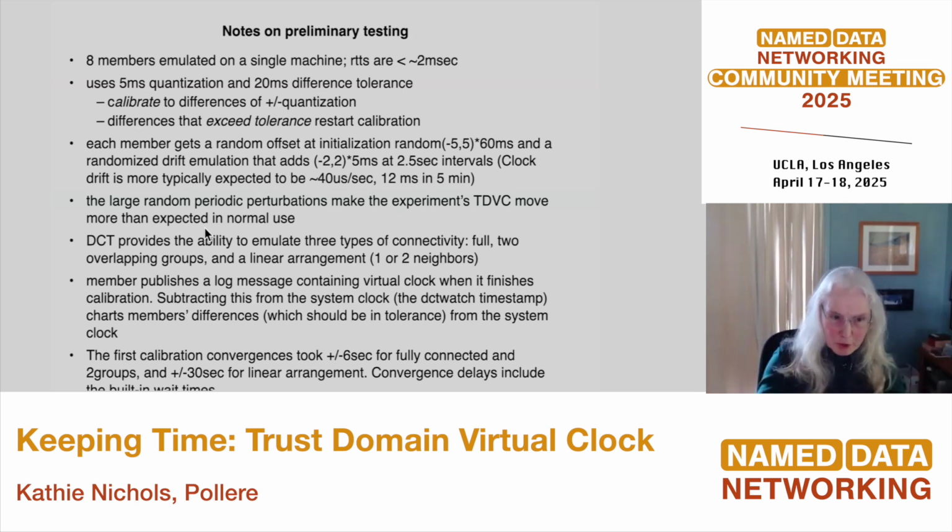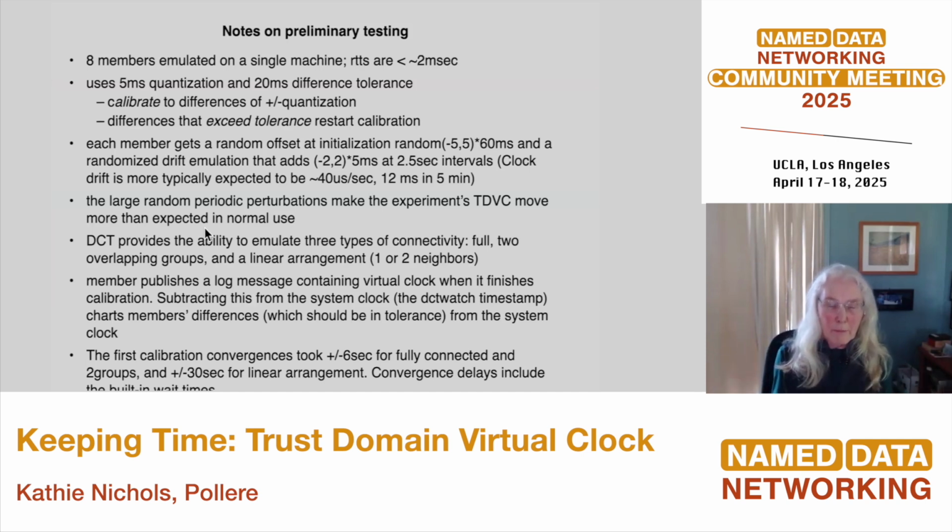These large periodic perturbations are going to make my experiment's clock move a lot more than we'd expect in normal use. What we have built into our code is a way to emulate 3 different types of connectivity in a broadcast network. We can have full, where everybody hears everybody else. We can make 2 overlapping groups, or we can make a linear arrangement where you only hear the next person in line.